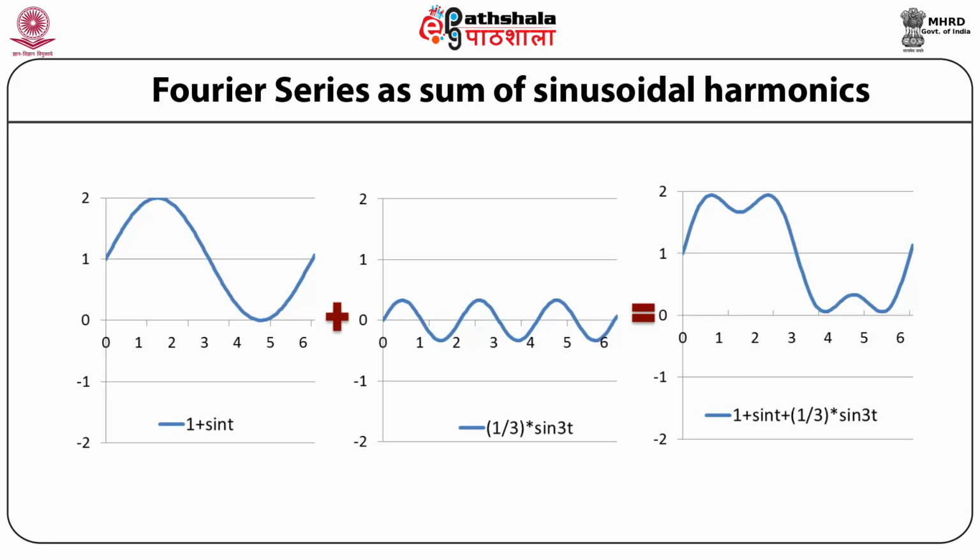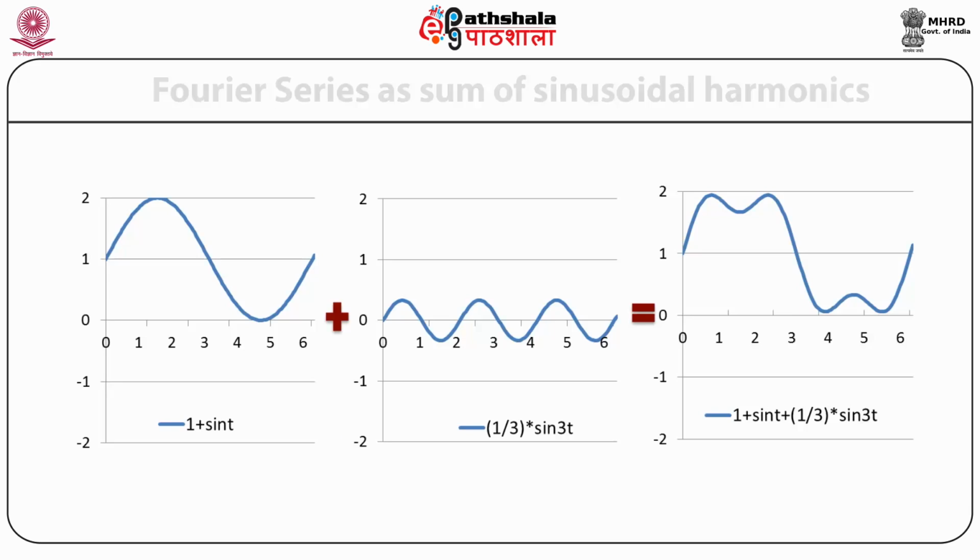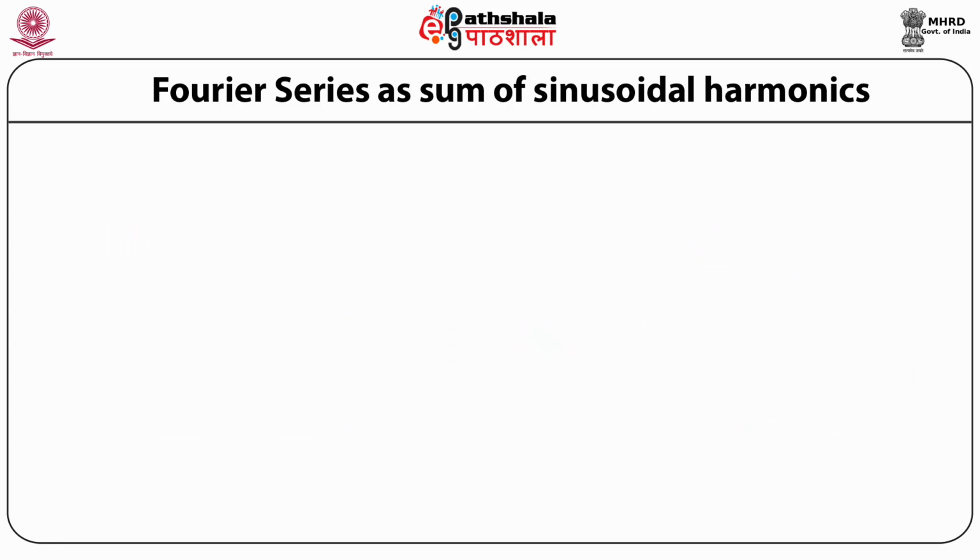We have already got it. So the coarser functions are obtained by the lower frequencies, that is sin t. The finer details are obtained by the higher frequencies, which is the sin 3t. Let us redo the same thing, but let us add a sin 5t.